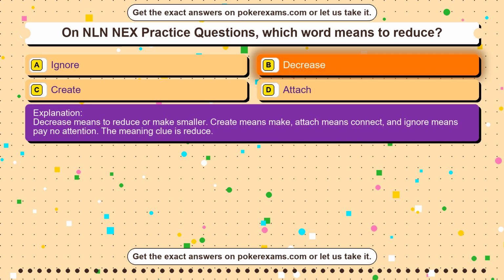Decrease means to reduce or make smaller. Create means make, attach means connect, and ignore means pay no attention. The meaning clue is reduce.